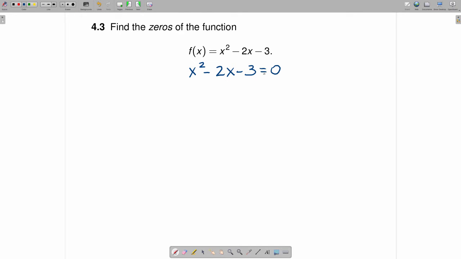in this case. There are three ways to solve a quadratic equation: factoring, completing the square, and the quadratic formula. Let's try factoring first because that'll be the quickest if it can be factored.